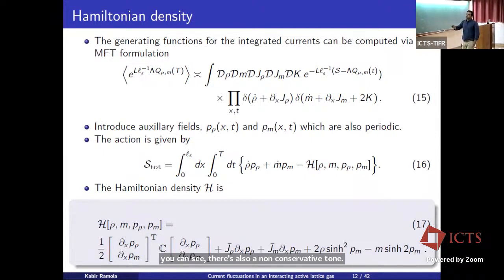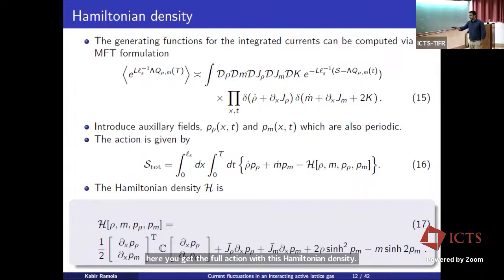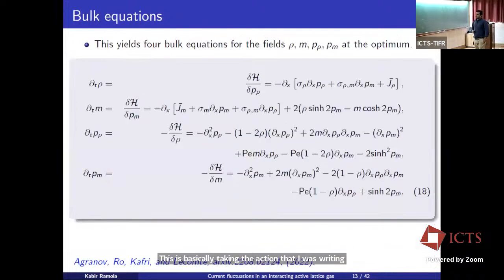And by imposing auxiliary fields that impose this constraint, you can convert this into an action. So again, this is standard macroscopic fluctuation theory, but in this case, you have to do it for two different fields. So here you get the full action with this Hamiltonian density. This is basically taking the action that I was writing down previously and imposing these Lagrange multipliers and getting this Hamiltonian density. And once you have the action, you have to write down the Euler-Lagrange equations that tell you the typical currents.